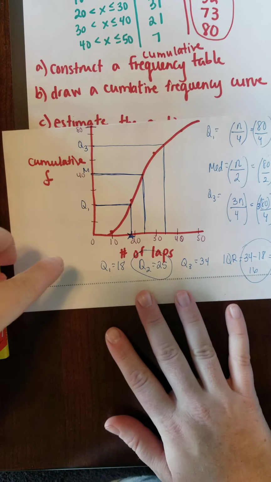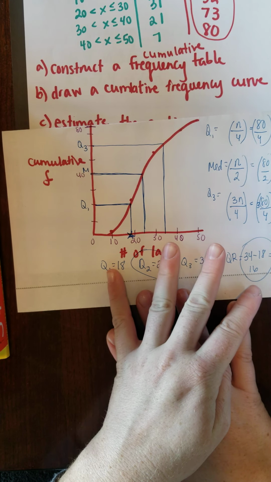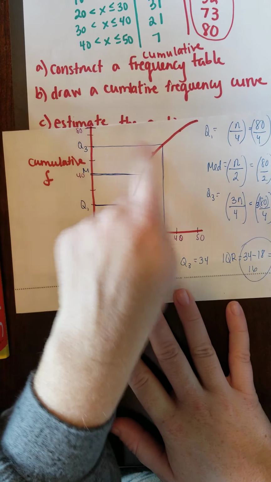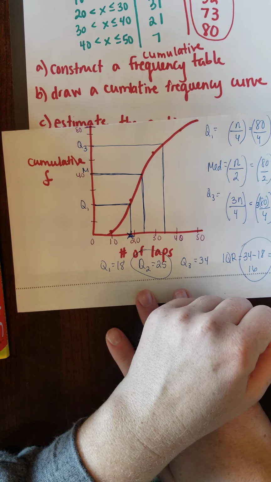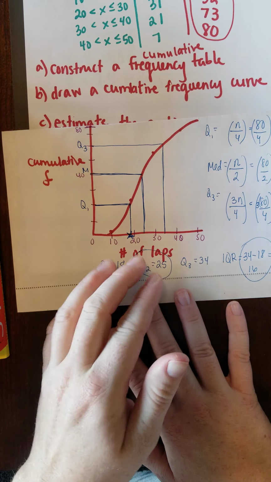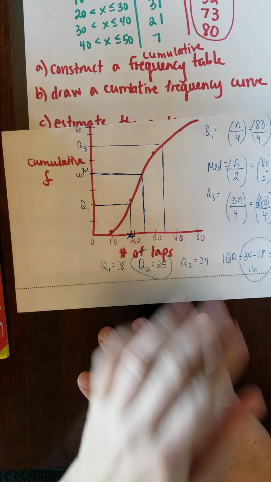So you're chunking your graph up into 4 equal parts. You take your total number of terms, or the highest value of your cumulative table, and you divide it in half, you divide it in 1/4, and you divide it in 3/4, and that's going to give you your 4 equal parts, and that's where your numbers are going to lie.